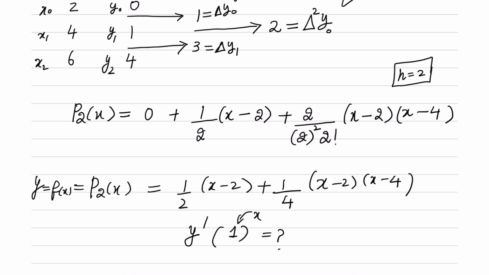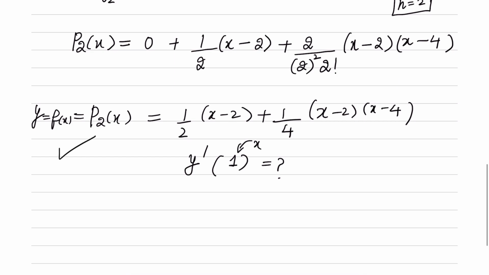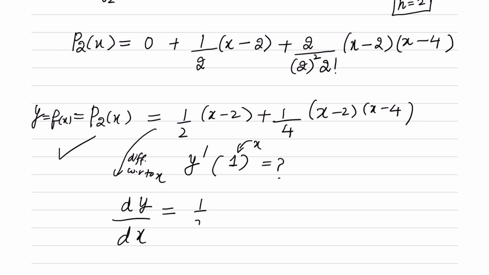So let's just calculate the derivative of this function y, or the polynomial. So its derivative with respect to x will be 1 over 2 on the side. Derivative of x is 1 with respect to x, minus derivative of 2 with respect to x. 2 is the constant, its derivative is 0, plus 1 over 4. And now we have to write the derivative of x minus 2 into x minus 4.